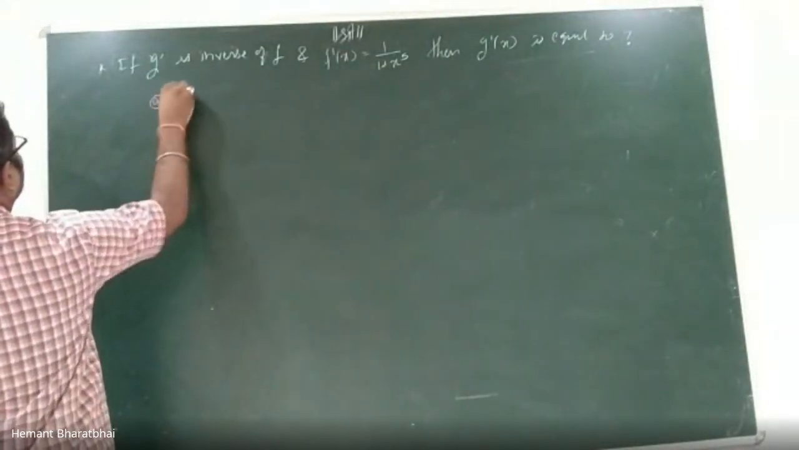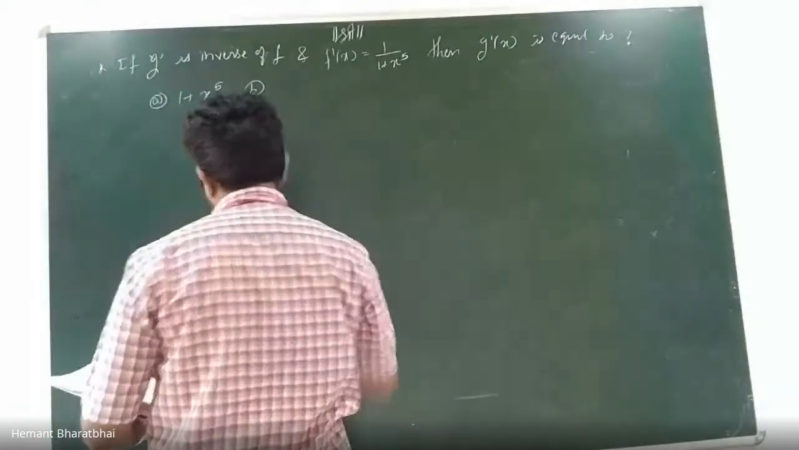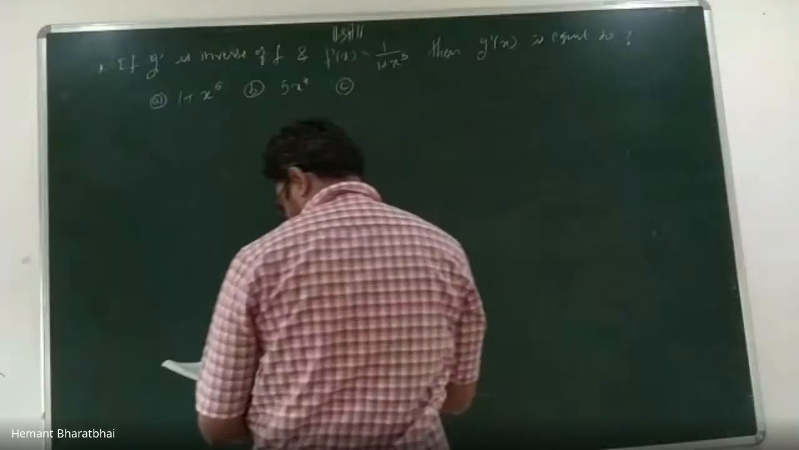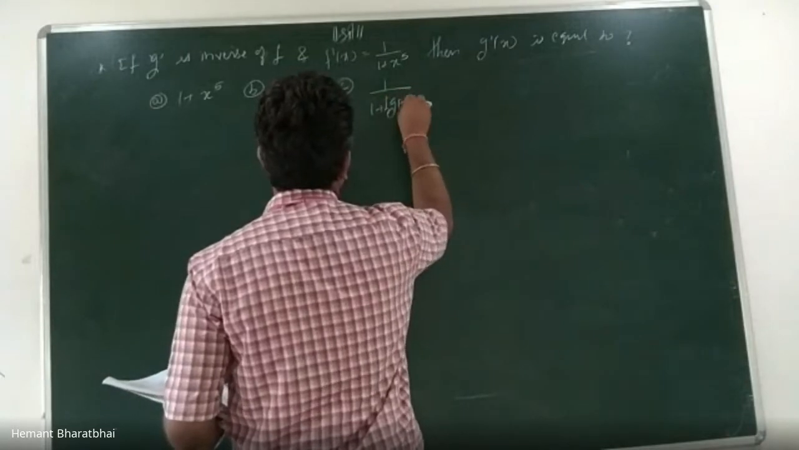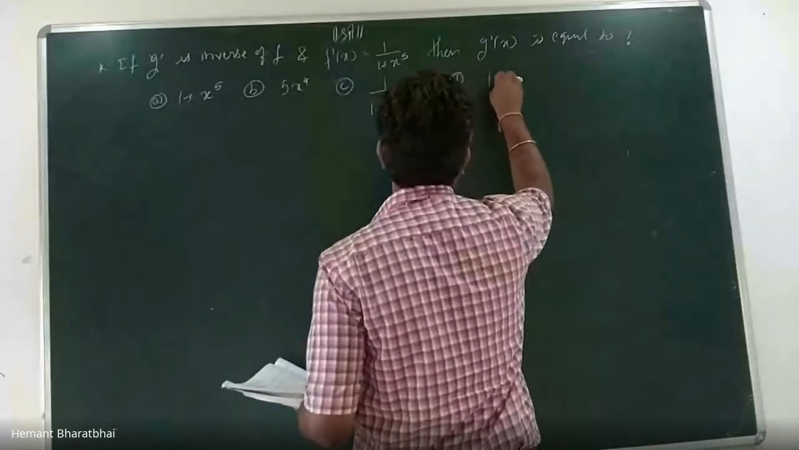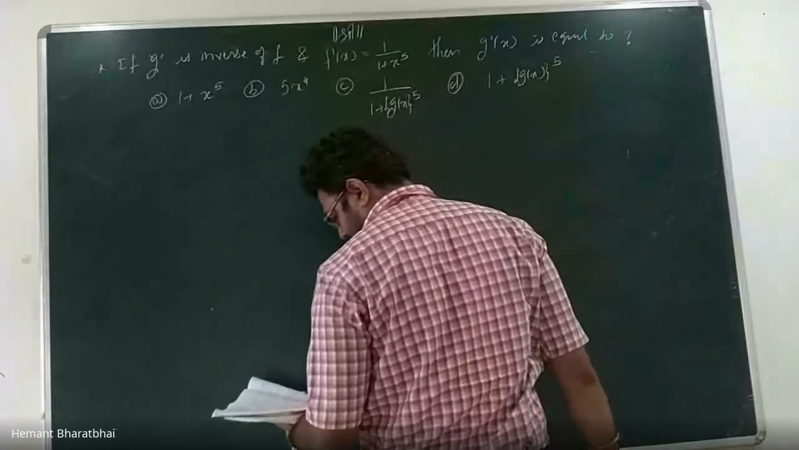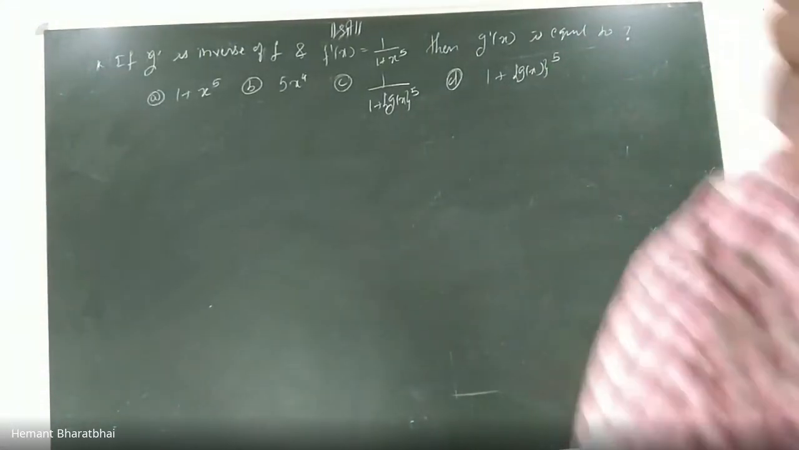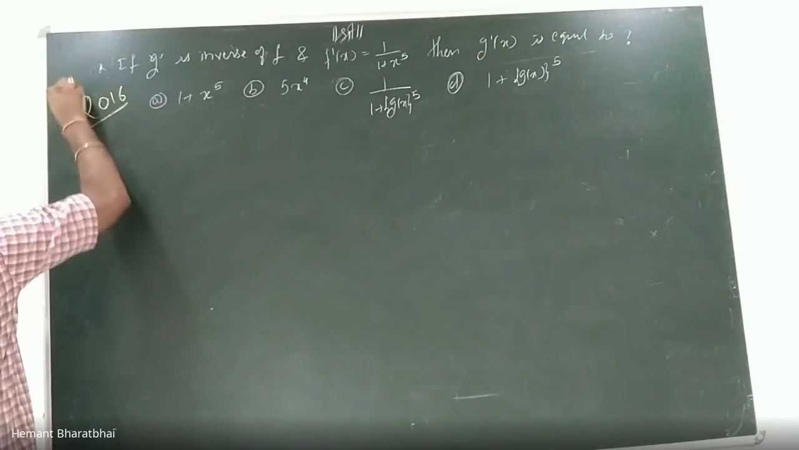option number A, 1 plus x raised to 5; option number B, 5x raised to 4; option number C, 1 upon 1 plus g of x, the whole raised to 5; option number D, 1 plus g of x, the whole raised to 5. This has come in the year 2016.